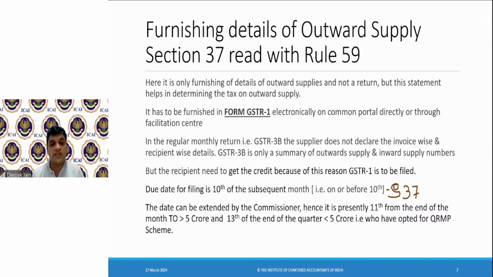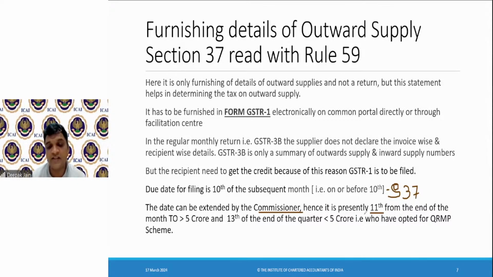So Section 37 says that the due date is the 10th, but it says that the date can be extended by the commissioner. So the Act says 10th. Then it also says a relaxation that if the commissioner wants, he can extend it. So now the commissioner, instead of giving individual extensions, has said that we will extend for all. How will we extend? We'll extend by 1 day.